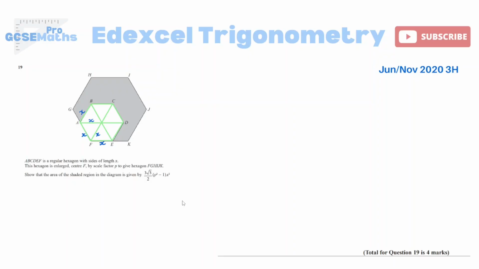Area of a normal triangle would just be half base times height, but we don't know the perpendicular height. You could find an expression for that if you wanted to, by going, well, that's half x, and then using Pythagoras, but I just feel like that's a bit unnecessary for now, especially given that it's a calculator question. We might as well use the calculator.